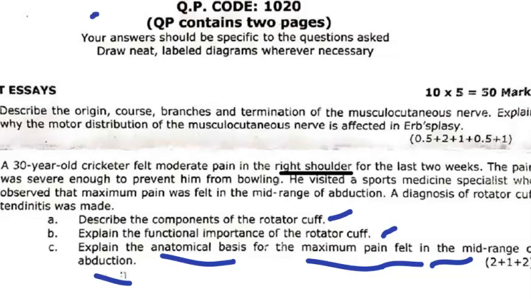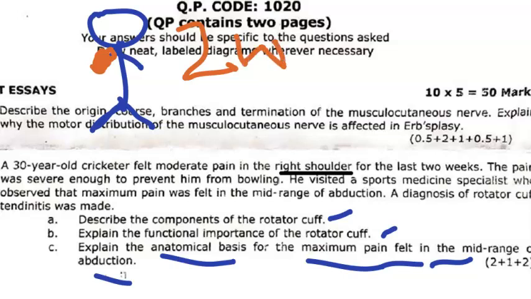A 30-year-old cricketer. So this guy is a cricketer. What happened to him? He has pain in the right shoulder, somewhere here. He has moderate pain, not much, for the last 2 weeks. So who is he? He's a cricketer.